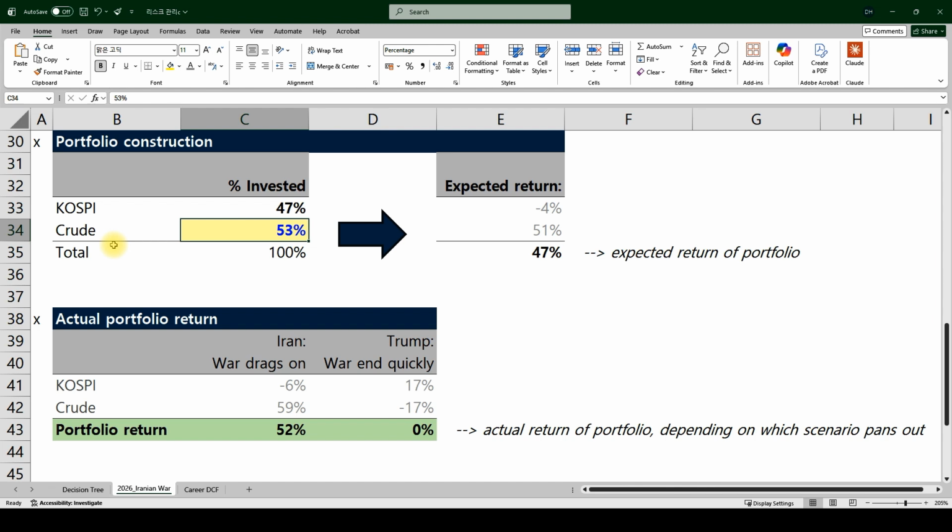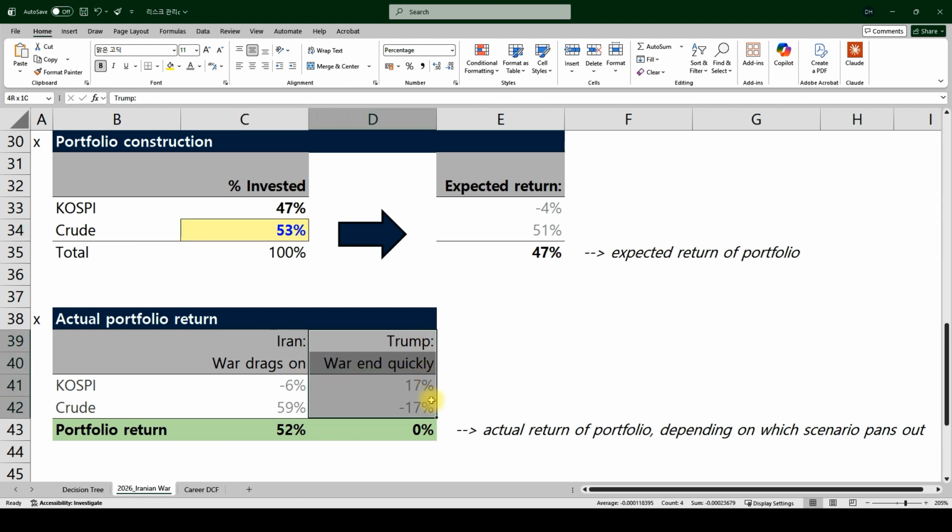So for example, I can invest 100% of my money into the crude futures. And then if the war drags on, the portfolio return will be over 100%. But if the war ends quickly, as we saw before, I will lose more than 30% of my money. But here, since we quantify the risk, I can make a portfolio so that even if the war ends quickly, I will not lose money. So I need to lower my investment in the crude to 54 or 53%.